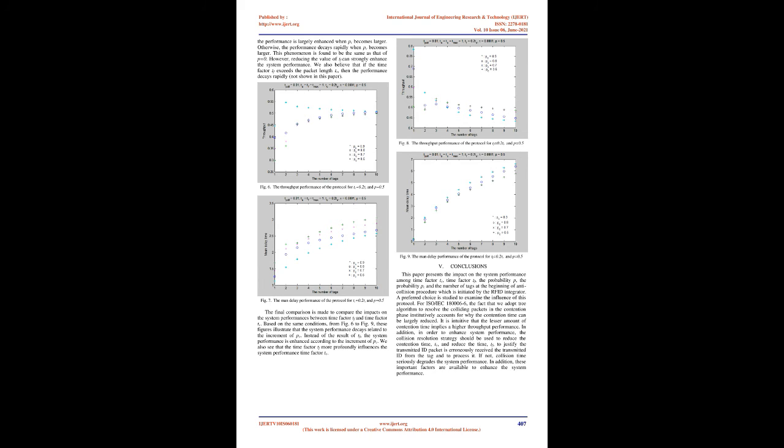Fig 5. The throughput performance of the protocol for TF equals 0.2 TS and P equals 0.5. Fig 6. The throughput performance of the protocol for TC equals 0.2 TS and P equals 0.5. Fig 7. The mean delay performance of the protocol for TC equals 0.2 TS and P equals 0.5.